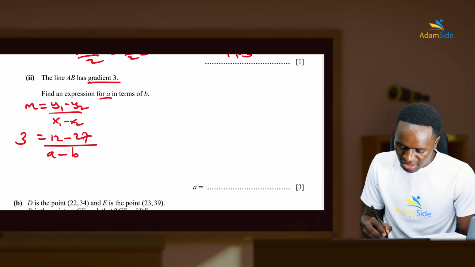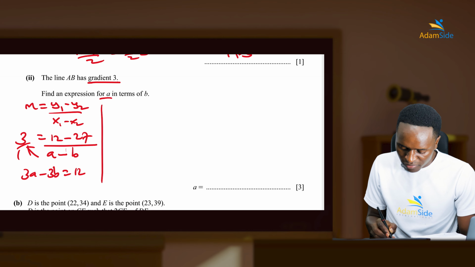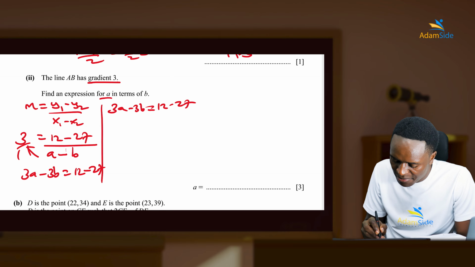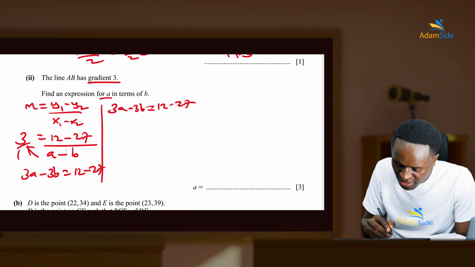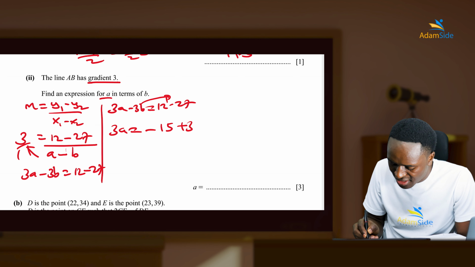So, in other words, cross multiply, because 3 is over 1. 3 times gives 3A minus 3B is equal to 12 minus 27. Make 3A the subject. So negative 3B goes to the other side. So we say 3A is equal to 12 minus 27, which is minus 15, plus 3B.